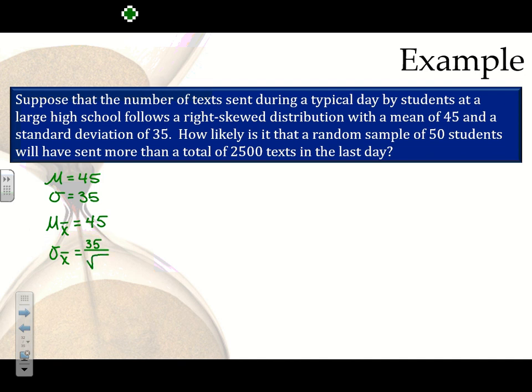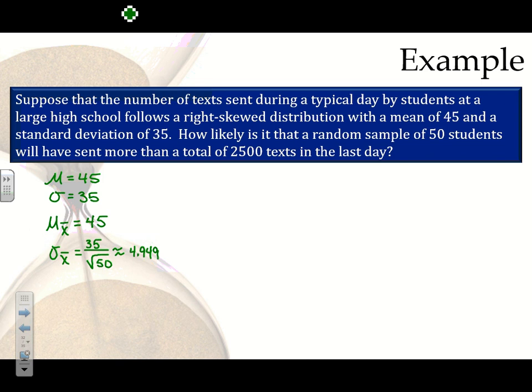And what is n? N is 50. Okay, so since we're taking samples of size 50, the standard deviation for our sampling distribution becomes the population standard deviation 35 divided by the square root of our sample size, 50. So in your calculator, someone work that out real quick. What's the decimal? 4.949. Okay? So we get a standard deviation of about 4.949.